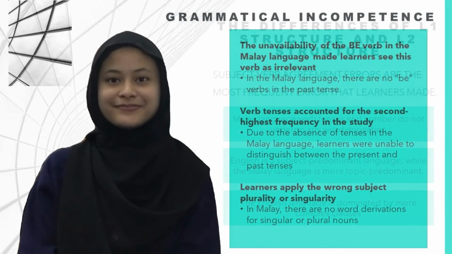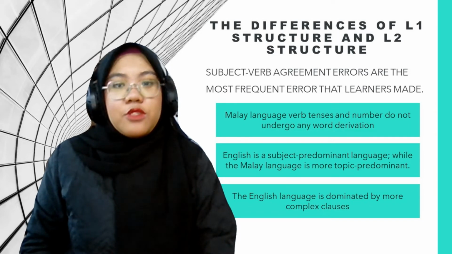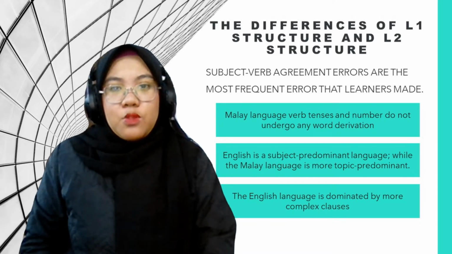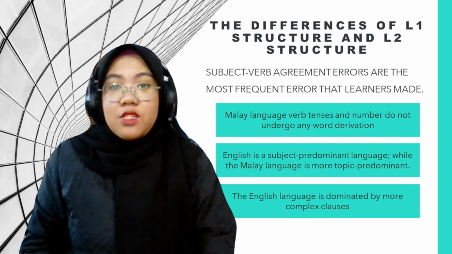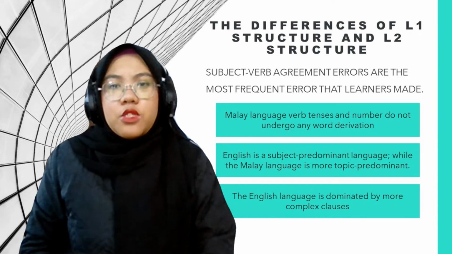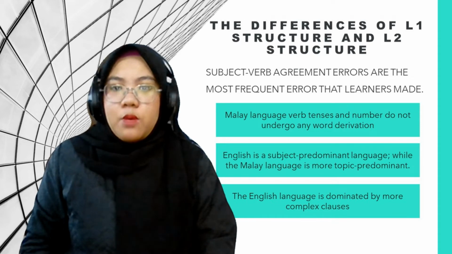The next point is that the differences between L1 structure and L2 structure confuse learners. Subject-verb agreement errors are the most frequent errors that learners make. Due to the fact that Malay verb tenses and number do not undergo any word derivation, there is no subject-verb agreement required. English is more subject-predominant, while Malay is more topic-predominant.